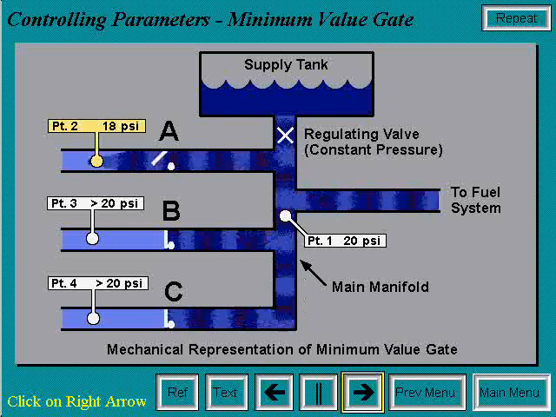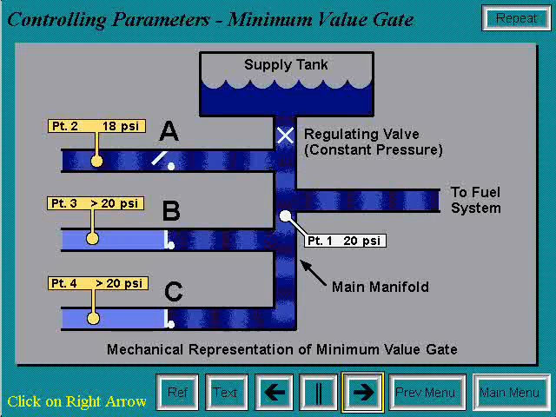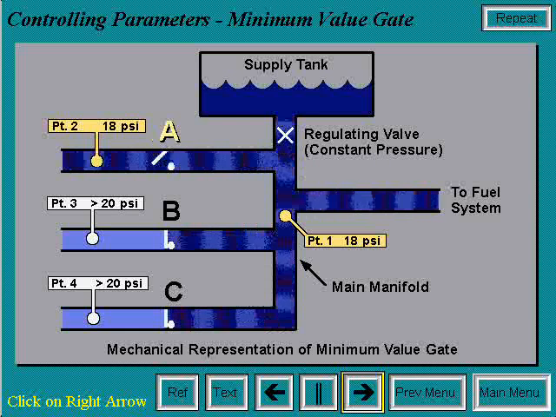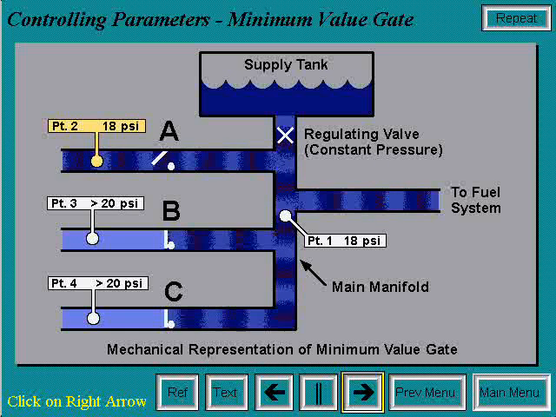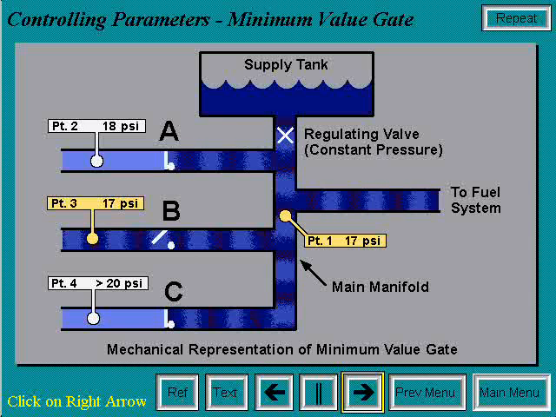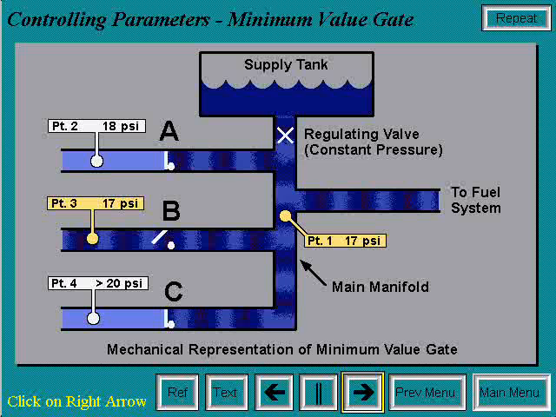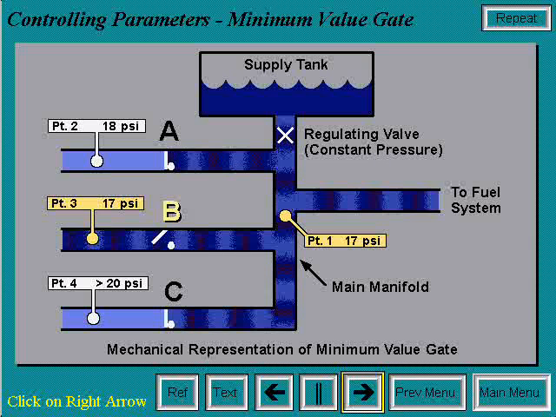If the pressure at point 2 decreases to 18 psi, and the pressure at points 3 and 4 remain the same, then the pressure at the manifold will be brought down to 18 psi, and system A is controlling. As the operating conditions change, the pressure requirements at points 3 and 4 change. As the pressure, say, at point 3 drops below 18 psi, for example, 17 psi, the manifold pressure will be brought down to 17 psi, causing check valves A and C to close, and check valve B to open. Therefore, system B is now controlling.